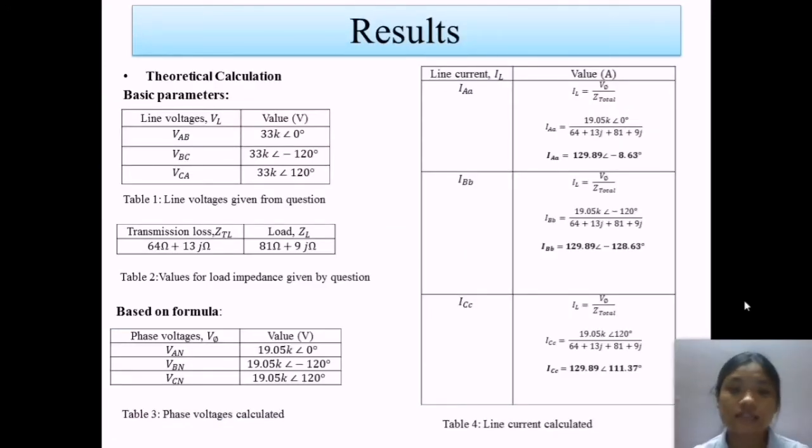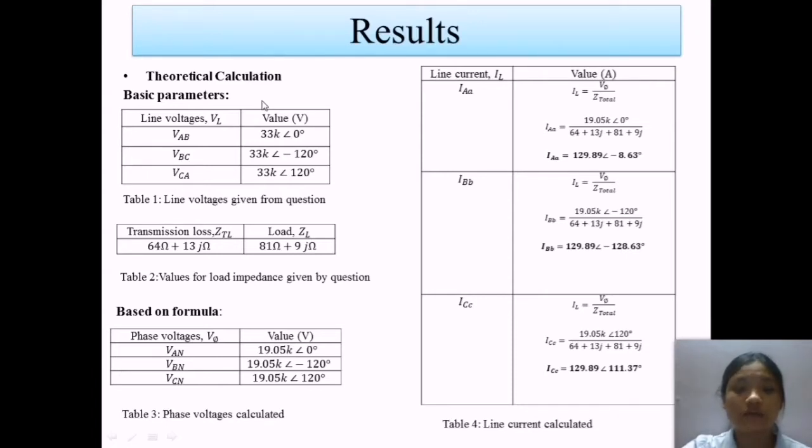Talking about the result part, the result has two categories. The first category is theoretical calculations, and the second category is the experimental data and calculations. This slide is talking about theoretical calculations, which have the basic parameters already given by the questions.